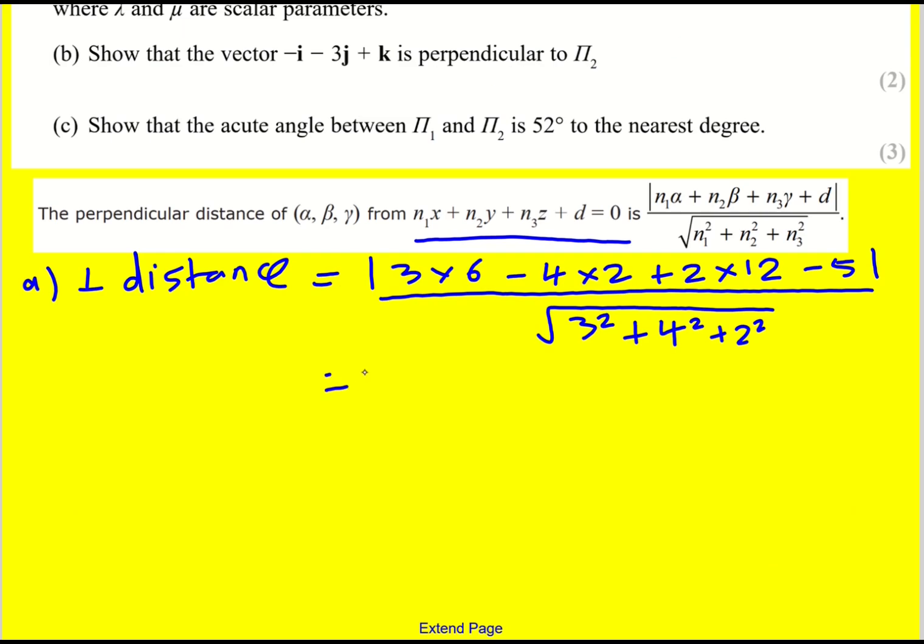Okay, and you can basically just put this in your calculator now. So 18 minus 8 plus 24 minus 5. It ends up being the modulus of 29, or just 29. But actually, when you do 3 squared plus 4 squared plus 2 squared, you get root 29. So our answer is itself root 29.